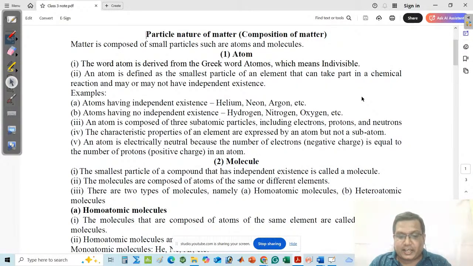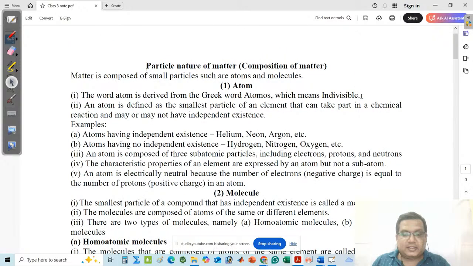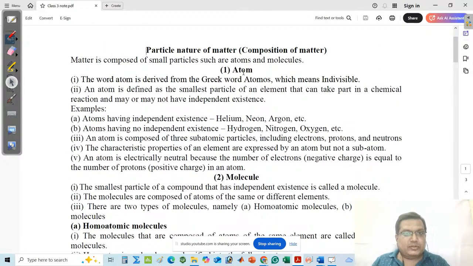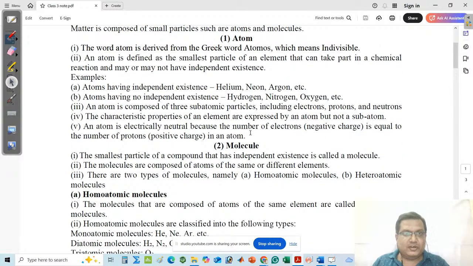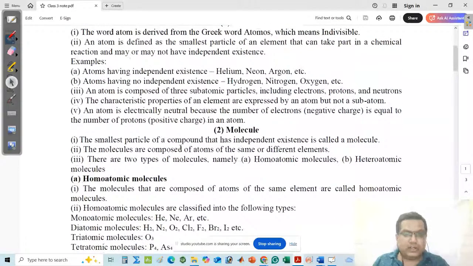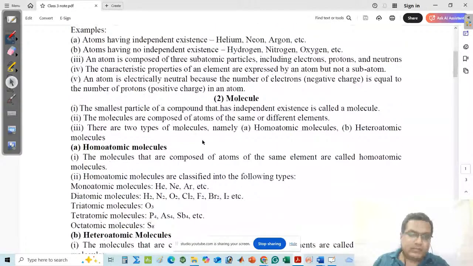Let us review the key points of the previous class. In the previous class, we discussed the composition of matter. Matter is composed of two small particles. One is the atom, another is the molecule. Atom is the smallest particle of an element. Molecule is the smallest particle of a compound.